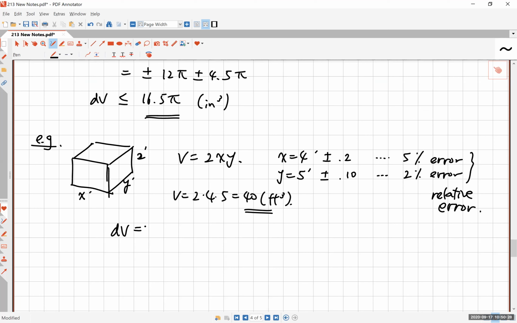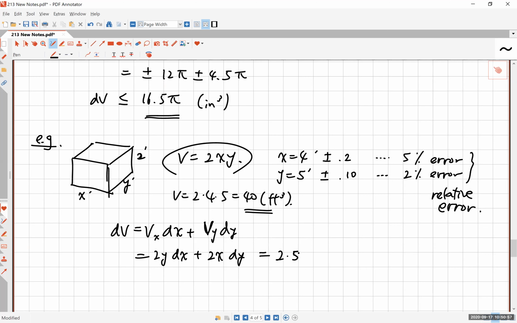What is dV? That's Vx dx plus Vy dy. Now Vx, remember this is really easy. Vx is the derivative of V with respect to x, that's 2y, right? dx, and then the derivative of V with respect to y is 2x dy. And so that translates to, in this case, 2 times 5.